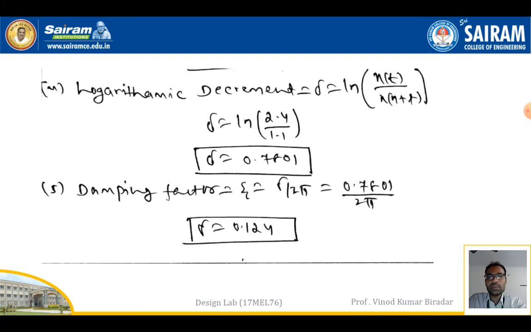Next, the damping factor is delta divided by 2π. Delta is 0.7801, divided by 2π, so you get the damping factor as 0.124. This is the result of this damped torsional, that is longitudinal, vibration. So this is the second experiment in the design lab.